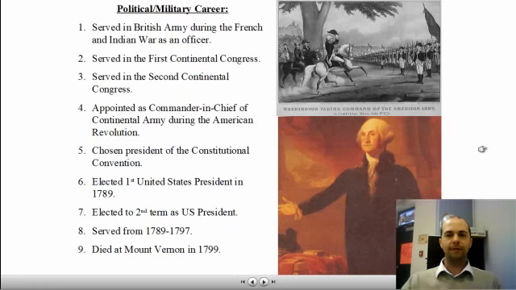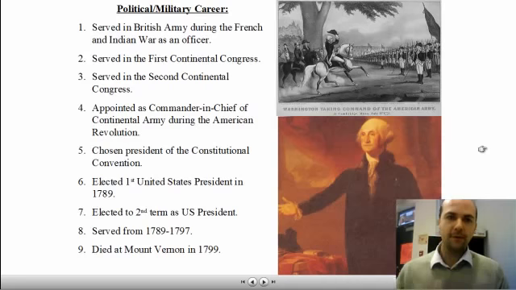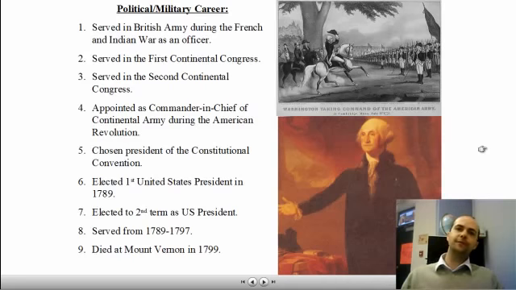His career began in the British Army. He was an Army officer during the French and Indian War, and after that he became more America-minded. He served in the First Continental Congress, so he protested against and tried to discuss with the British. He served in the Second Continental Congress, and then he was so well liked and such a natural leader that he was appointed as Commander-in-Chief of the Continental Army during the American Revolution. He led the army through the American Revolution into the new nation.